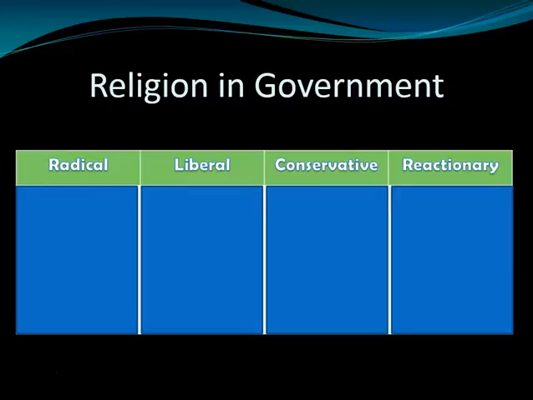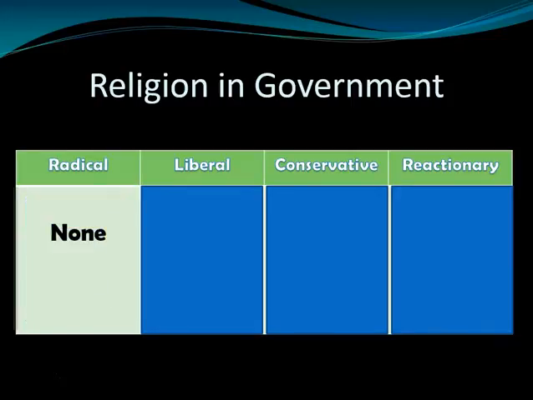When it comes to the role of religion in government, radicals would generally believe that religion has no role in government and that there should be a strict separation of church and state. They follow the First Amendment to the letter of the law.